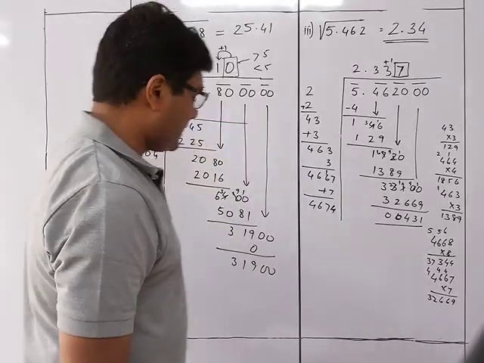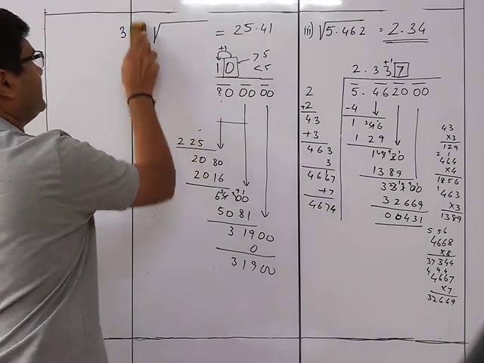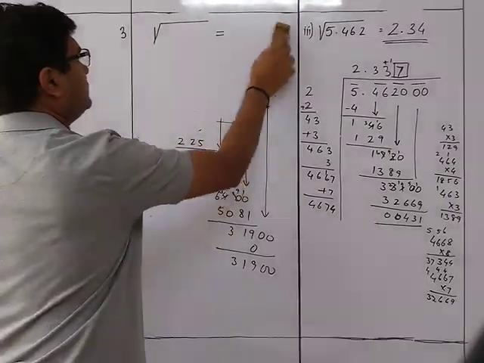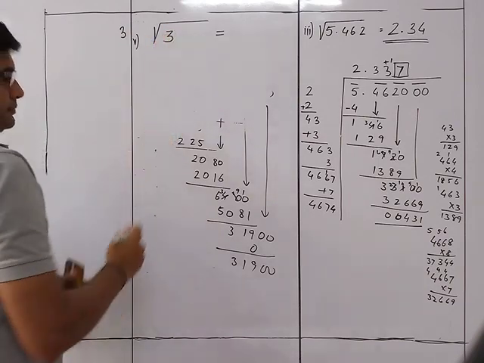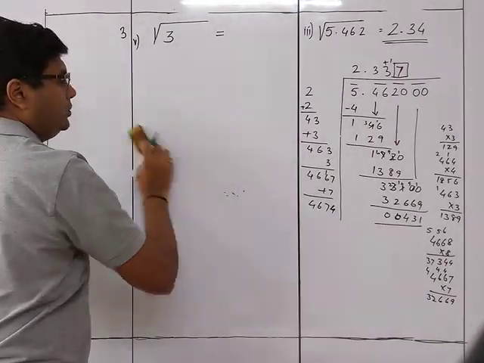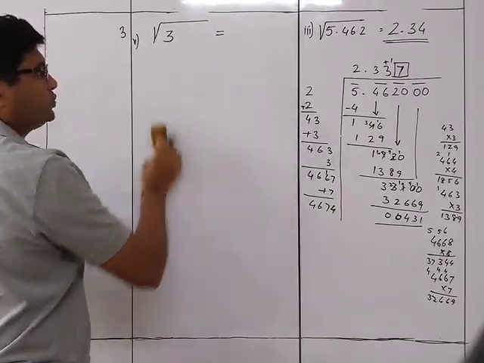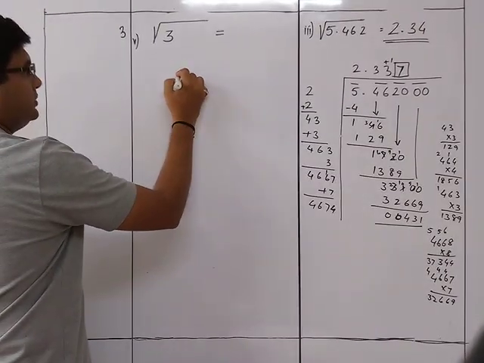Now let's see the next one. You can see the question is very unique. You just need to find out the square root of the number 3 up to 2 decimal points. So we are finding out the answer for this one. So now, as I said, we do the same pattern.